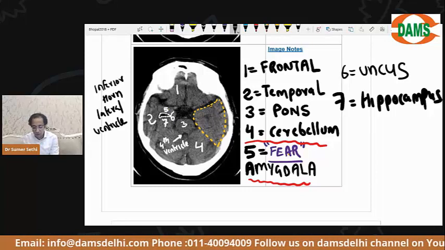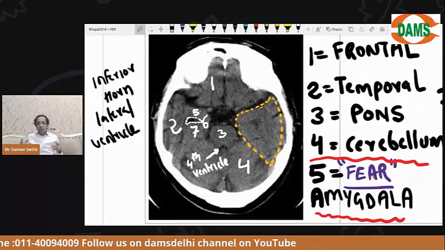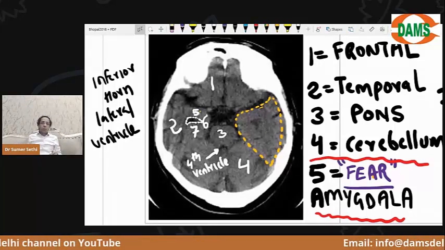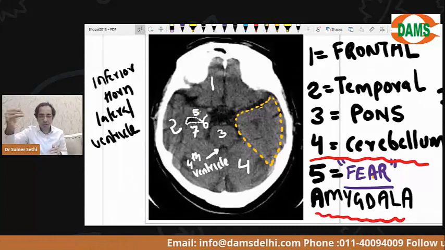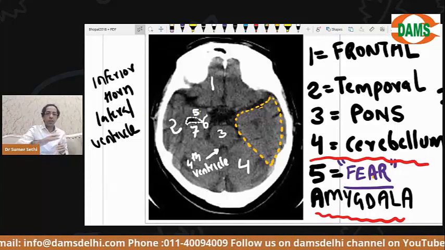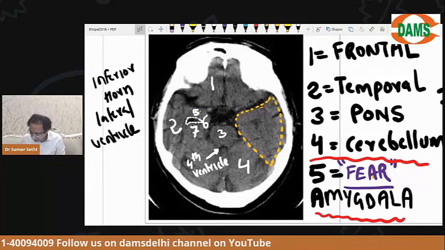Are you clear here with me or not? Yes, you can now see. So we can now see in the temporal lobe, in the medial part, which is popularly called the mesial part, anteriorly amygdala, medially uncus, posteriorly hippocampus. Everybody understands the concept? Yes.